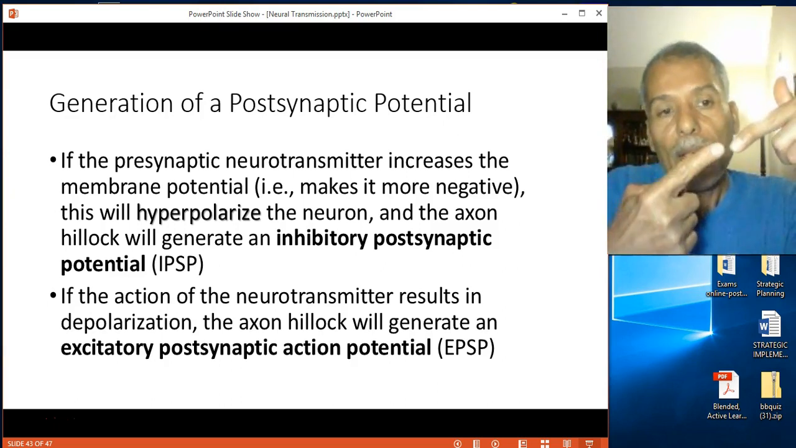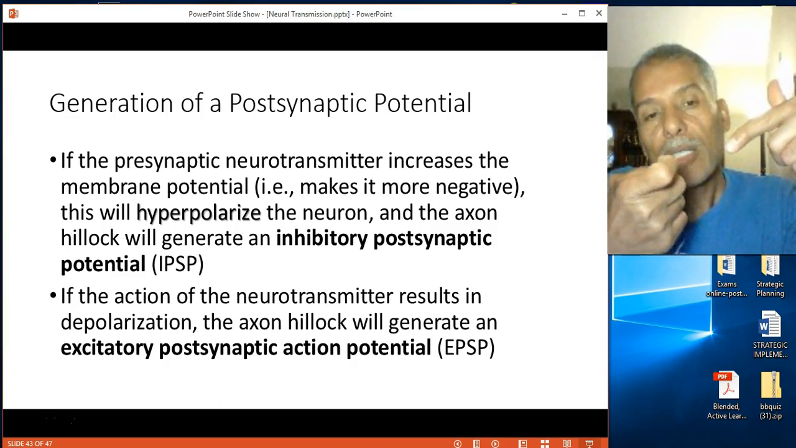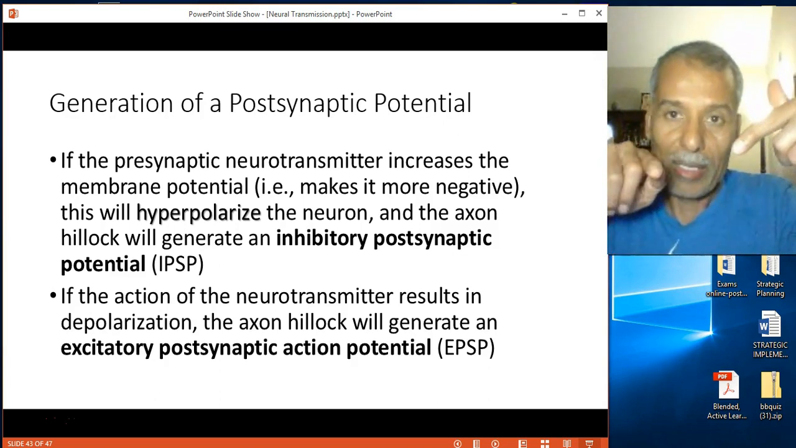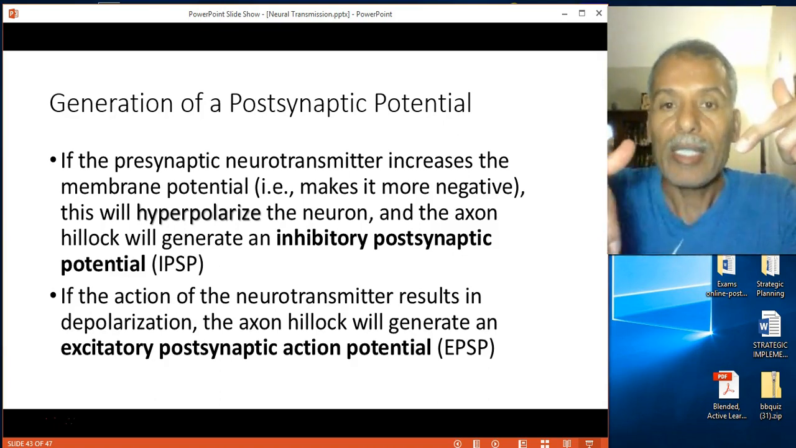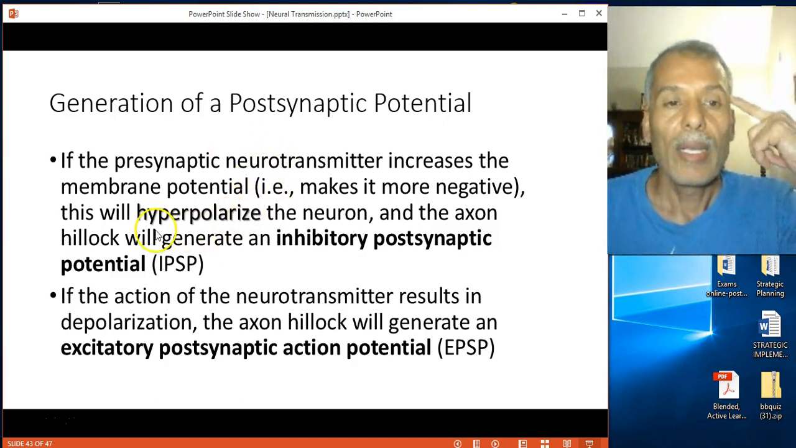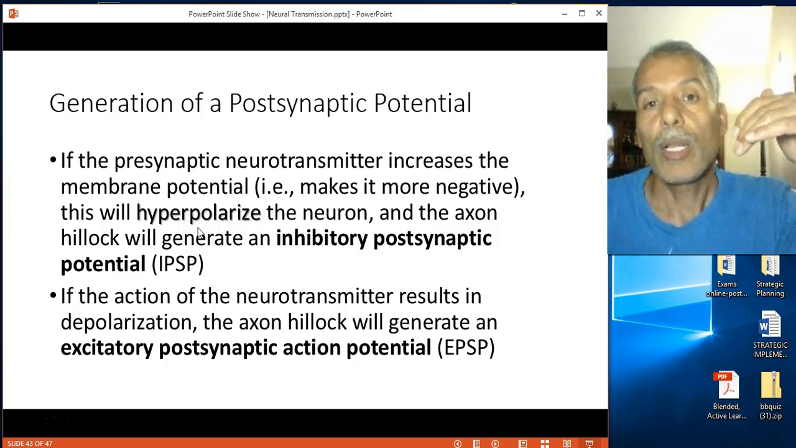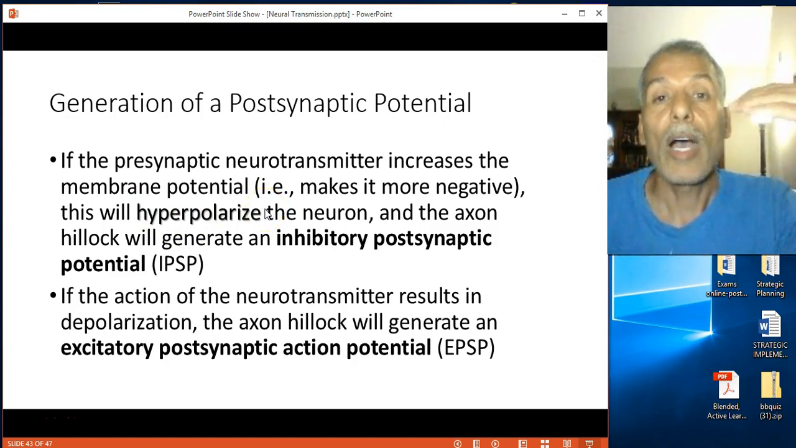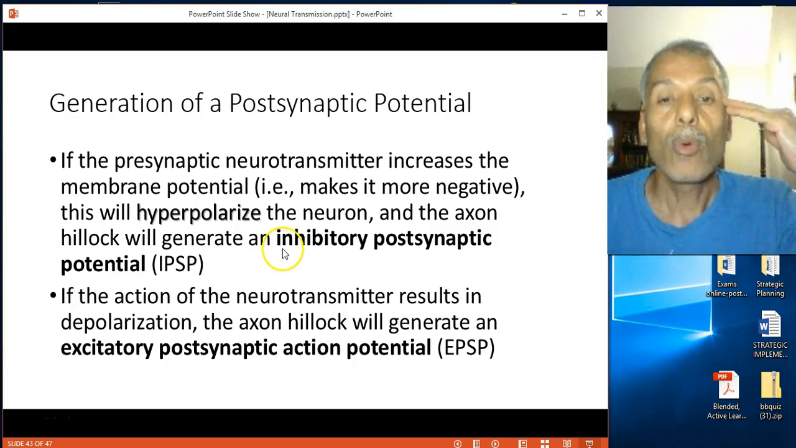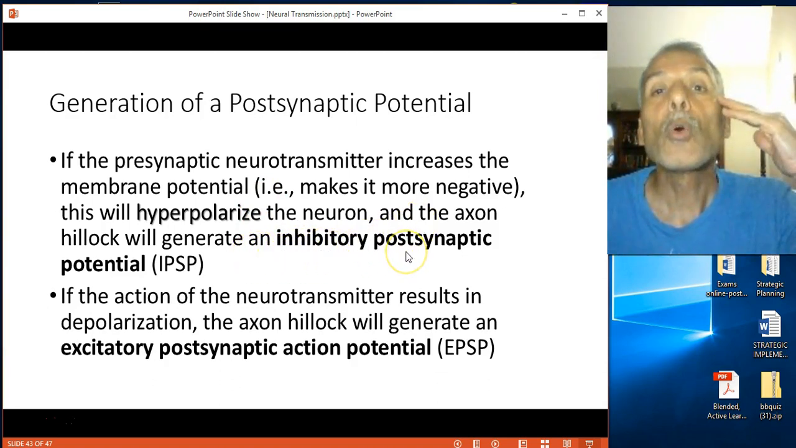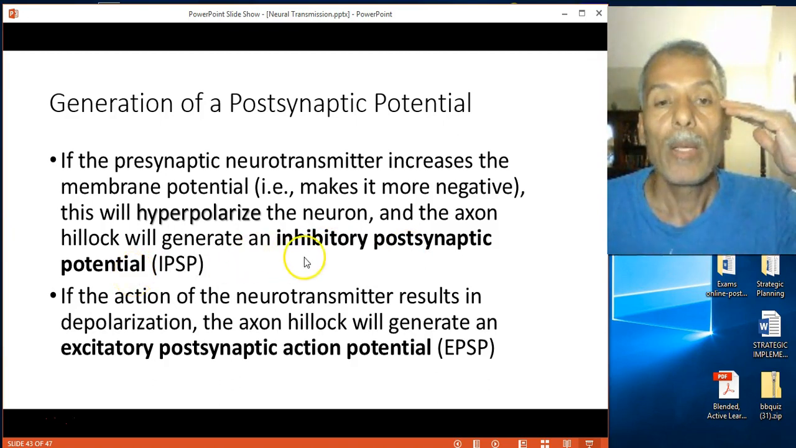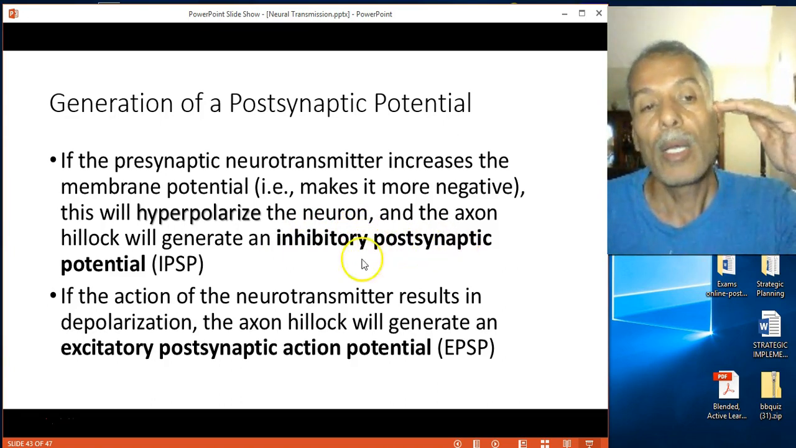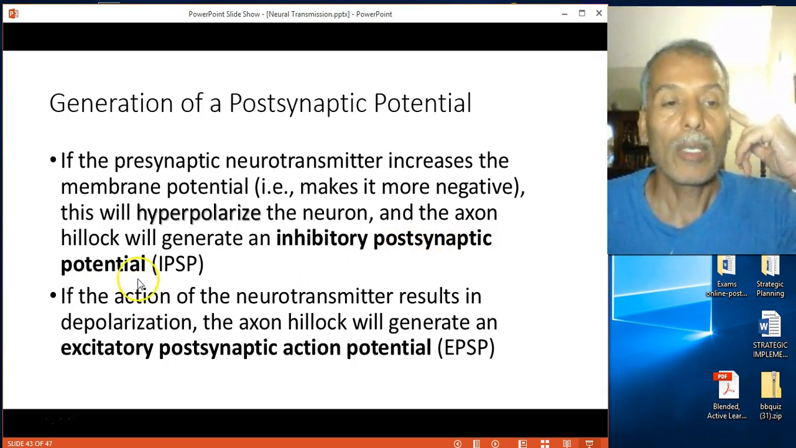If the neurotransmitter coming from the neuron that sends the signal changes the membrane potential, for example by making it more negative, from minus 70 to minus 80, minus 90, for example minus 85 or something like that, that is going to hyperpolarize the neuron. It will increase its negativity and make it less likely to fire. We call this inhibition, or an inhibitory postsynaptic potential. So inhibitory, and where is it happening? In the postsynaptic neuron, or the neuron on the other side.